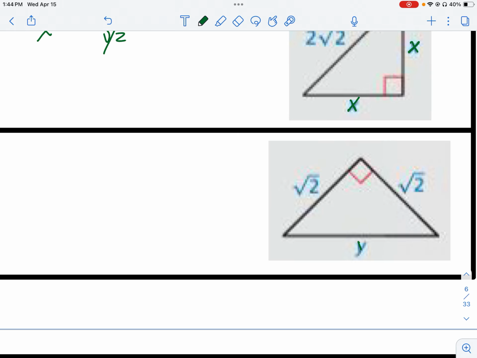Now I have to find the hypotenuse, so I got to multiply by radical 2. So y equals radical 2, my legs, times radical 2, which is my factor. 2 times radical 2 is radical 4, so y equals 2. Inside with inside, outside with outside. And then we reduce our radicals.